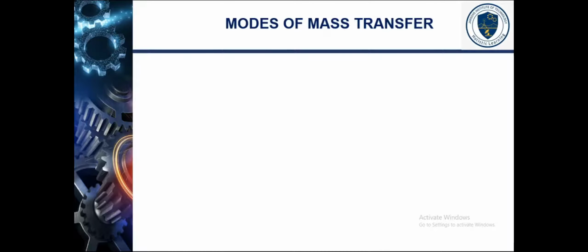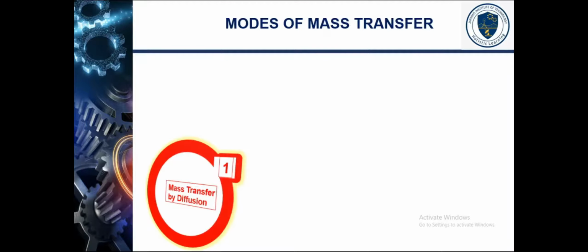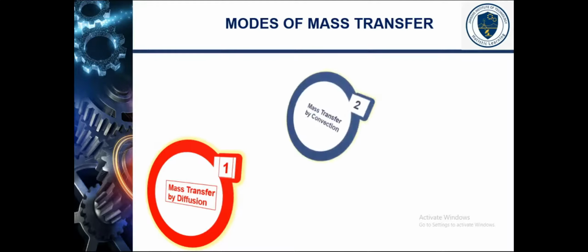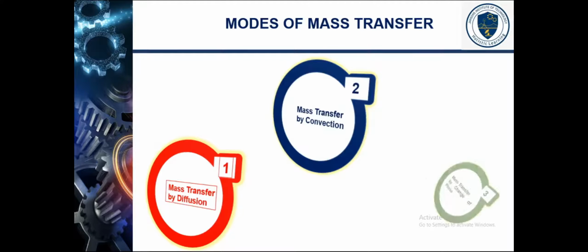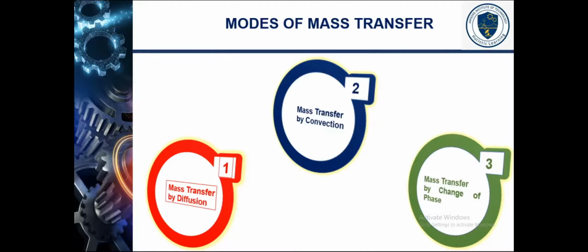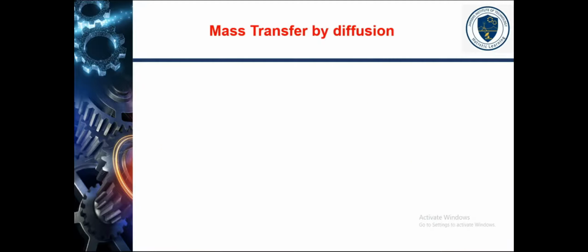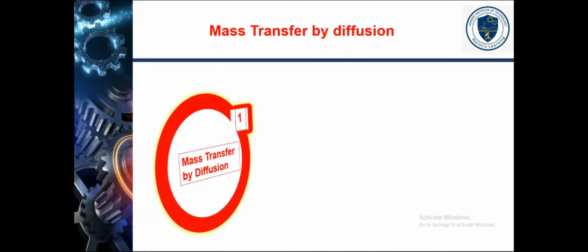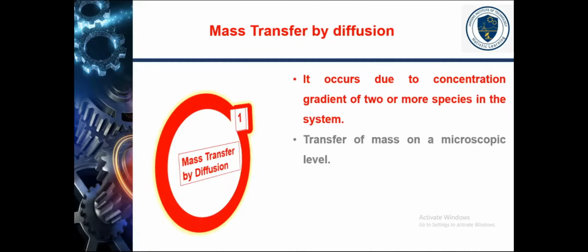Next we have to discuss the various modes of mass transfer. There are three modes of mass transfer. The first one is mass transfer by diffusion, the second one is mass transfer by convection, and the third one is mass transfer due to change of phase. First we move on to mass transfer by diffusion. What is meant by mass transfer by diffusion is the transfer of mass on a microscopic level. If the mass transfer occurs at the microscopic level due to the concentration difference between two or more species of the system, that is called mass transfer by diffusion.